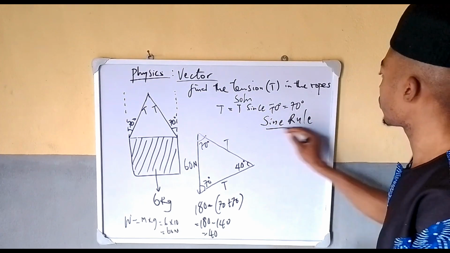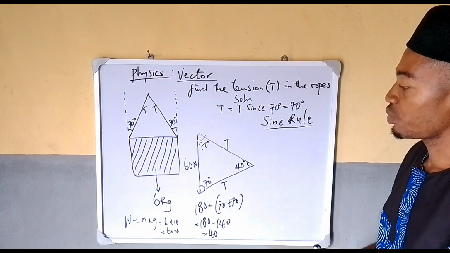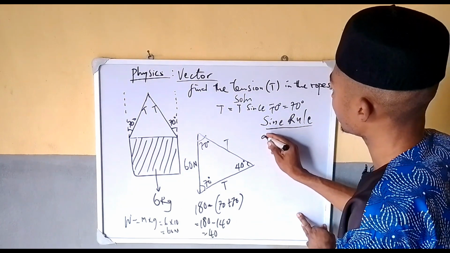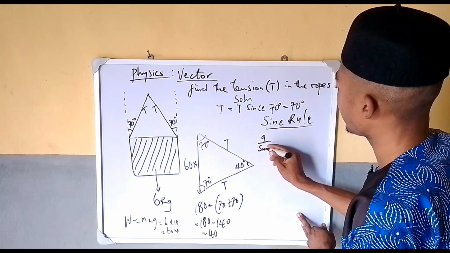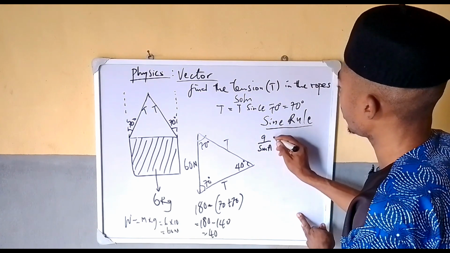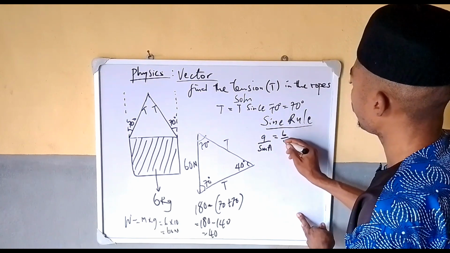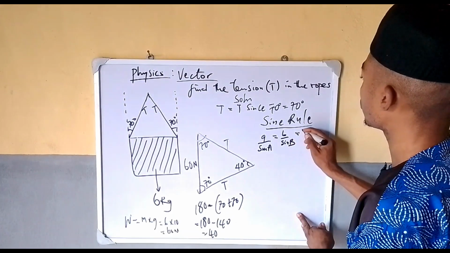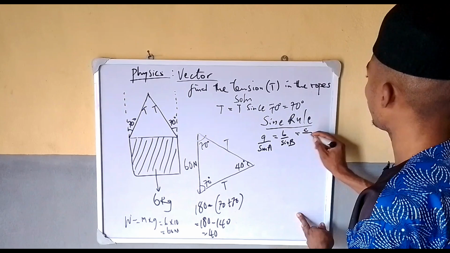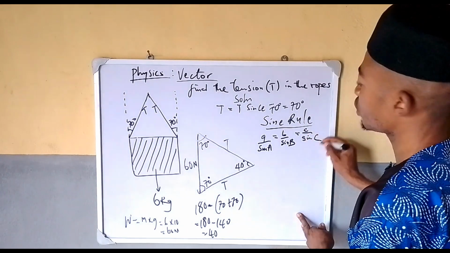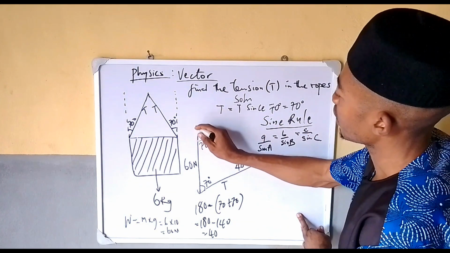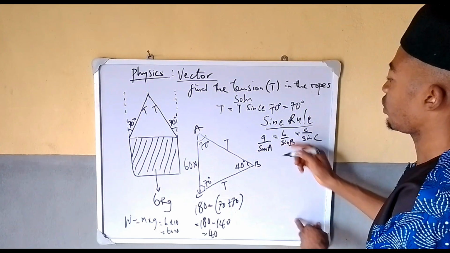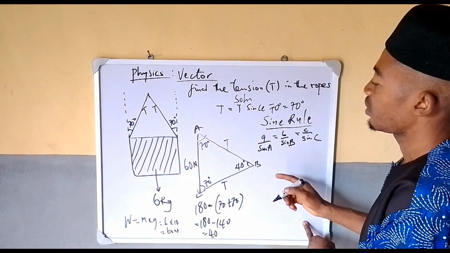to resolve the problem. And I hope you still remember how sine rules are written. Sine rules are written as a over sine A, capital A, to be equals to b over sine capital B, to be equals to c over sine capital C. If I label here to be A, B, and C, I will apply this formula there.